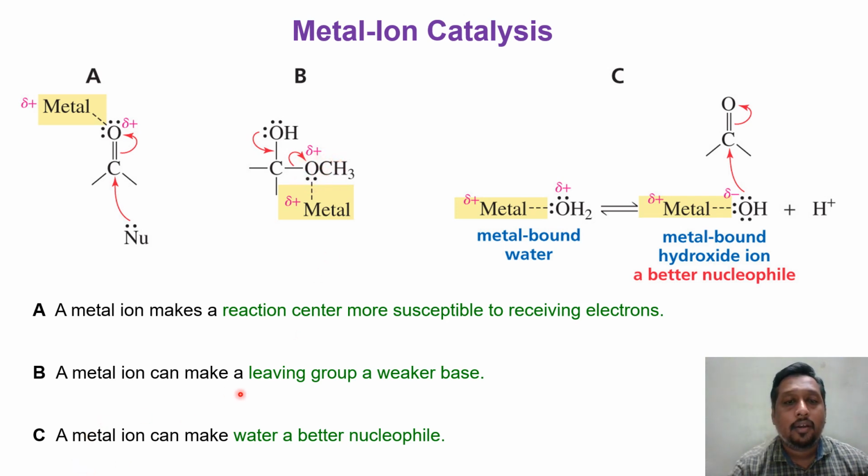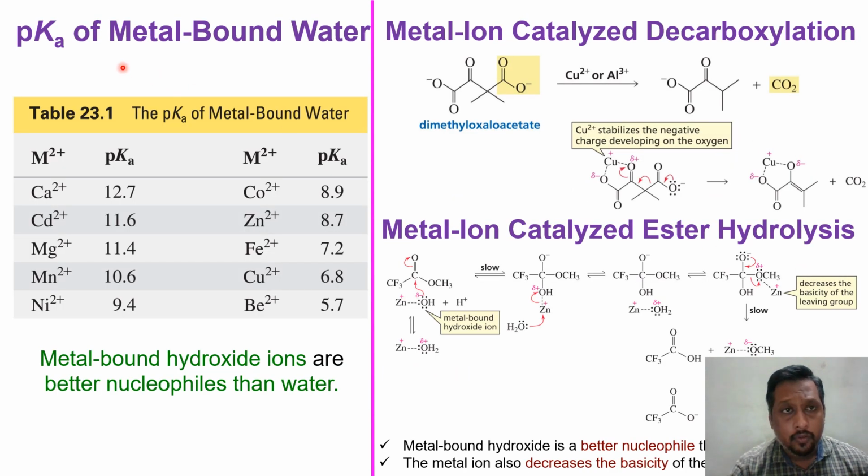Type C, a metal ion can make water a better nucleophile. If you look here, the metal ion can bind to water to form a metal bound water, which will be in equilibrium with the metal bound hydroxide ion, which is a better nucleophile. Thereby it can attack weak electrophiles to initiate the reaction. So the pKa of metal bound water, if you look from this table, for various metals from calcium 2 plus to beryllium 2 plus, the pKa value decreases. For calcium, it's 12.7, and for beryllium, it is 5.7, which is fairly acidic. So metal bound hydroxide ions are better nucleophiles than water.